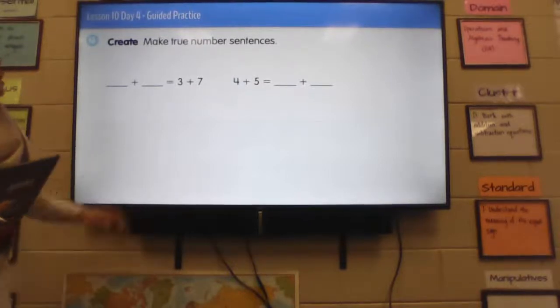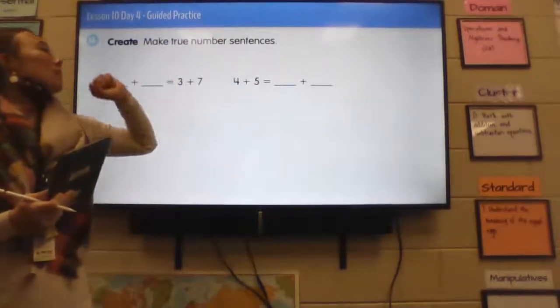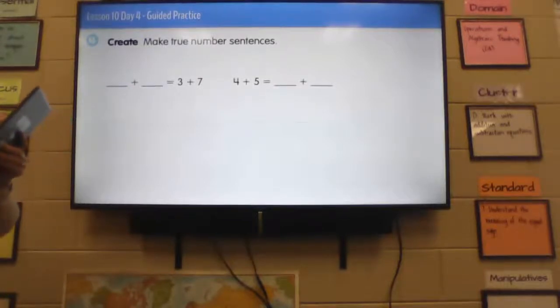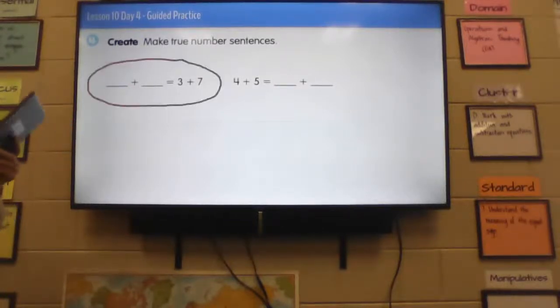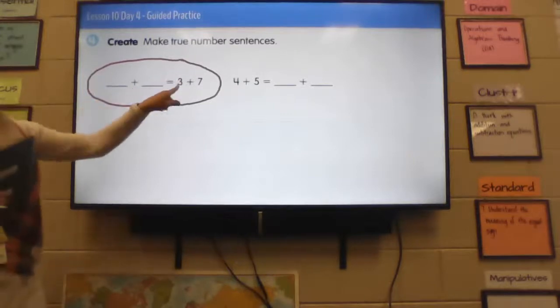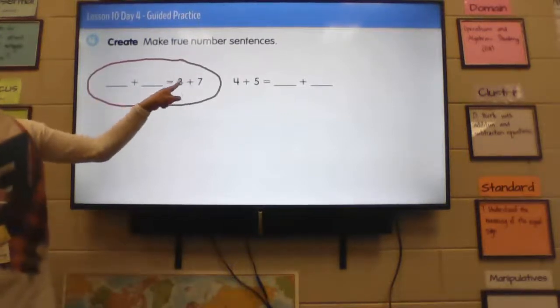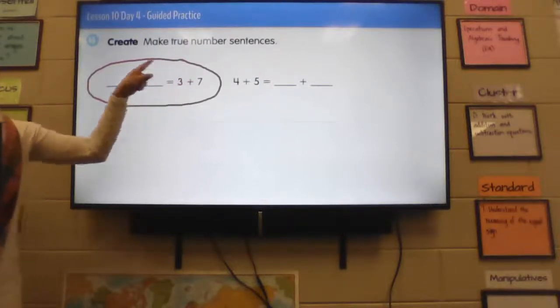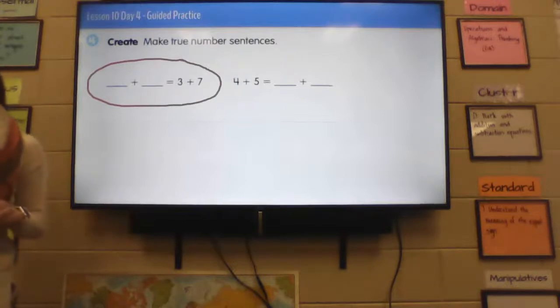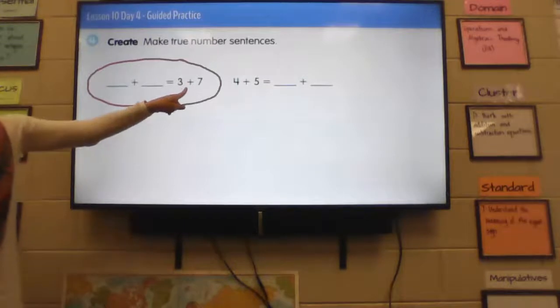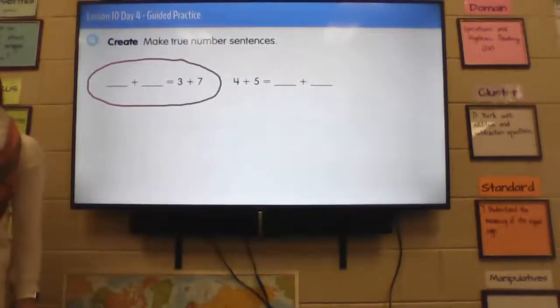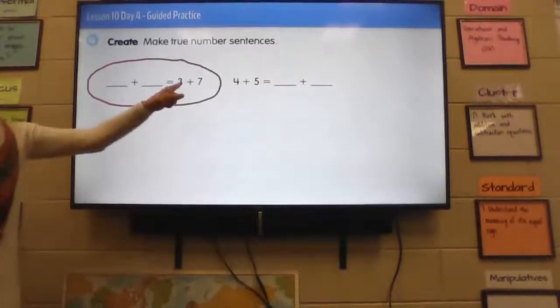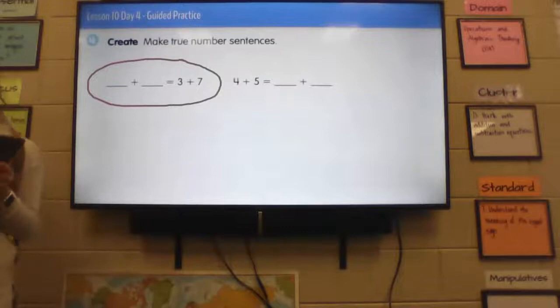This one says, make a true number sentence. So the very first thing I want us to do is look at this one. I see one side already is made. How much does this side make? How much does this side make, Mason? How much does this side make? Kayleen, how much does this side make? 10. Everybody put a 10.